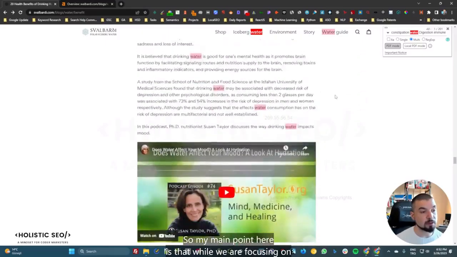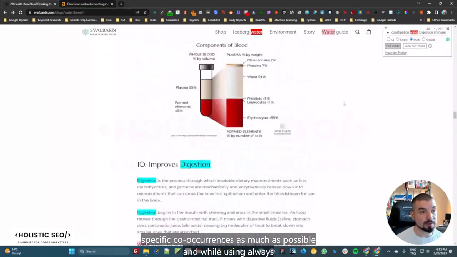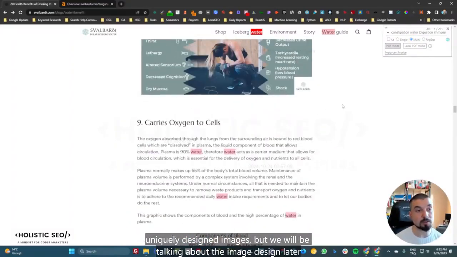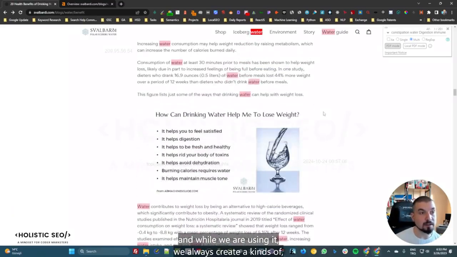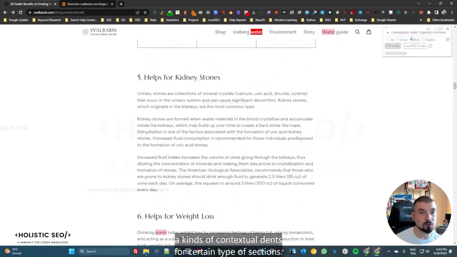So my main point here is that while we are focusing on specific co-occurrences as much as possible, and while always using uniquely designed images, but we will be talking about the image design later, we always create a kind of contextual dance for certain types of sections.